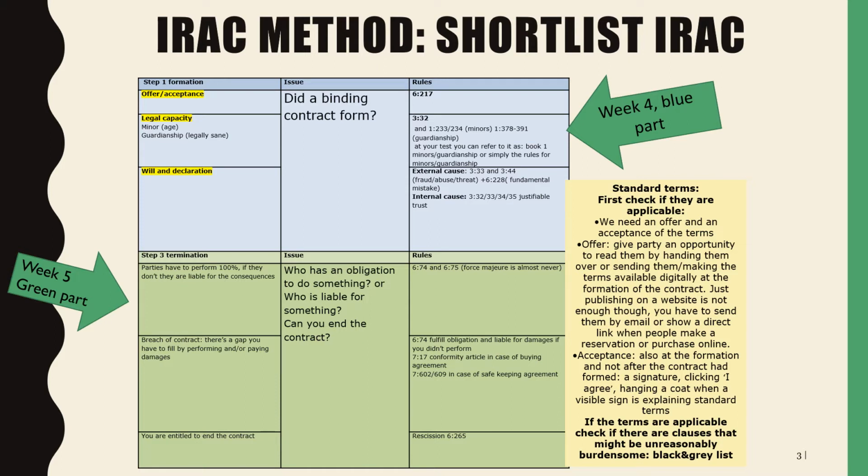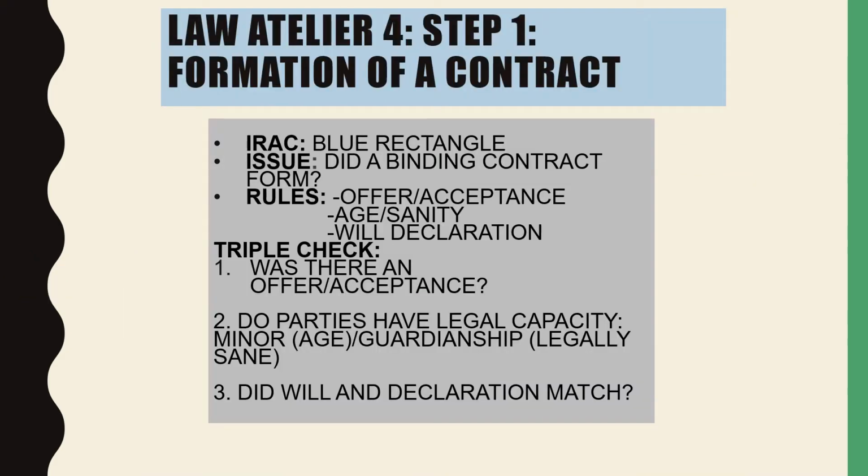In week 4, we were busy with the blue part. Did a binding contract form. In week 5, we are going to look at the green part. So if you make your challenges in week 4 and week 5, you know that in week 4, you only stay in the blue part. Week 5, you stay in the green part. We're going to go to the blue part first and then the green part. And then it all comes together and you will know everything you have to know about any IRAC.